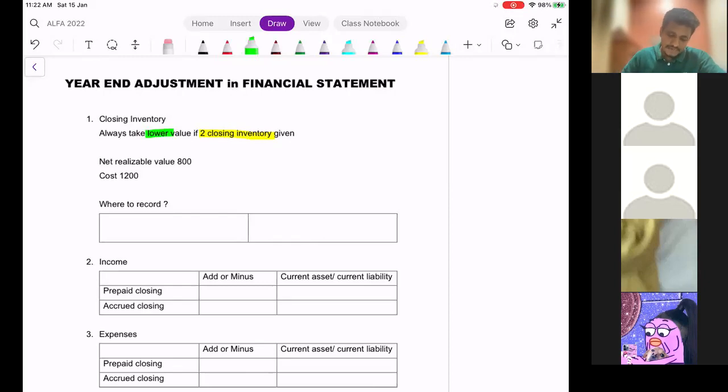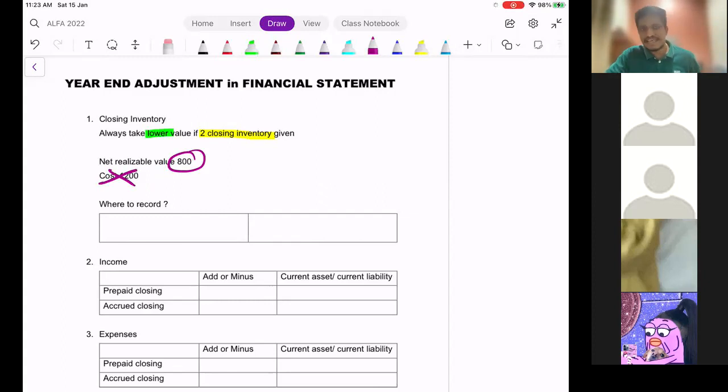Okay, if the question gives you a net realizable value of 800, and the cost of closing inventory is 1,200, which amount do you take? Very good. So you take the 800. We don't care about the cost. We'll take the 800 net realizable value. Regardless of whether it's net realizable value or cost, whichever is the lower value, we take the lower value.